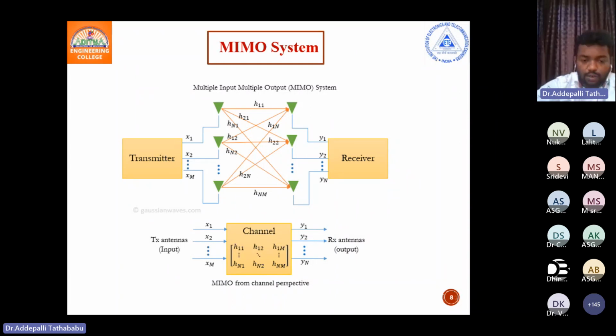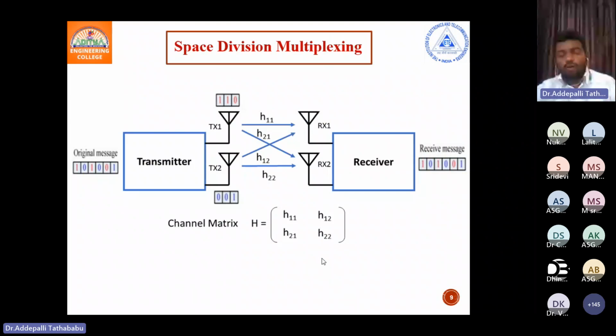Already I told you, in case of single input, single output, it is 1 bit per second per Hz. In case of MIMO systems, it is R bits per second per Hz. That R indicates the rank of the matrix. So how will it improve the data rate here?